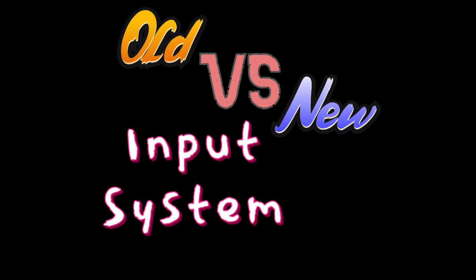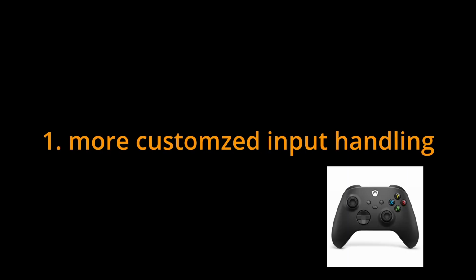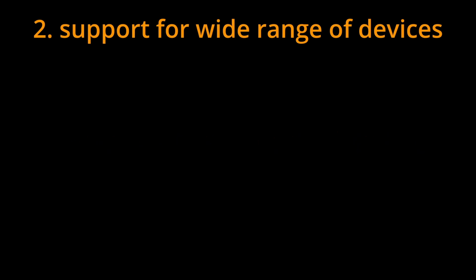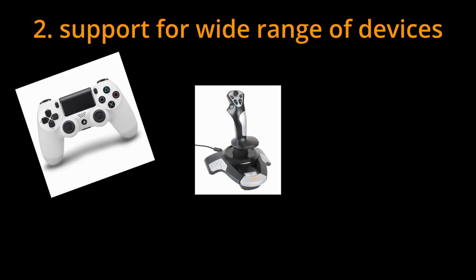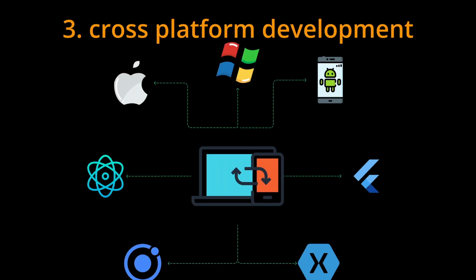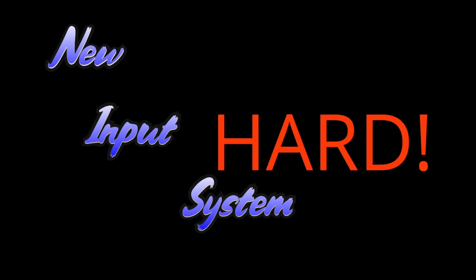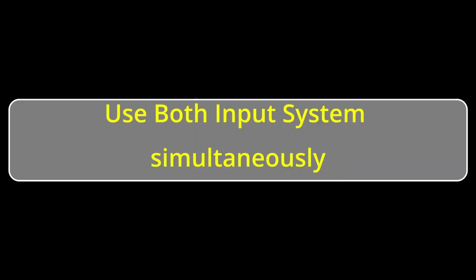Before starting off, we should know the difference between the old and the new input system. So why do we use the new input system here? The new input system has a lot of advantages. It can provide more customized and flexible input handling, offers support for a wide range of devices like gamepads, joysticks, and even custom input devices. It's also best suited for cross-platform development and has an action-based input where we can customize which action is triggered by which input from the device. And if the input system seems hard for you to learn, you can always use both simultaneously.